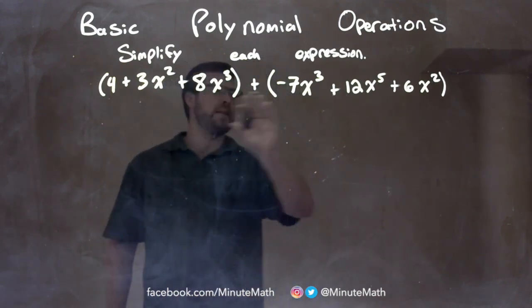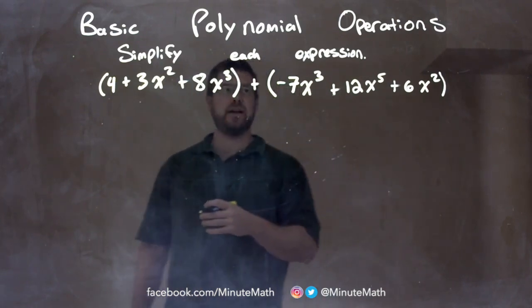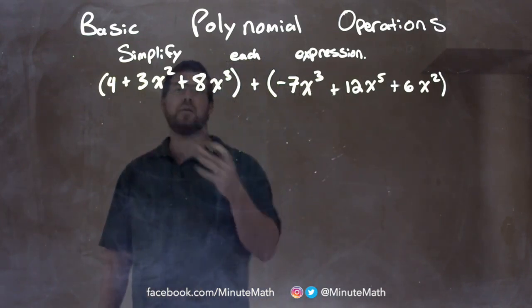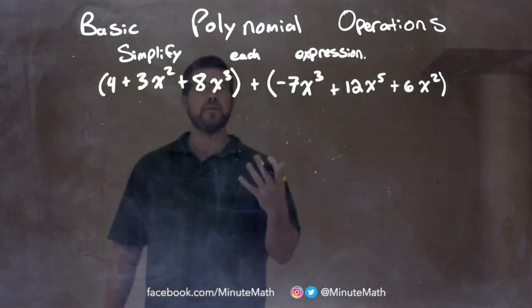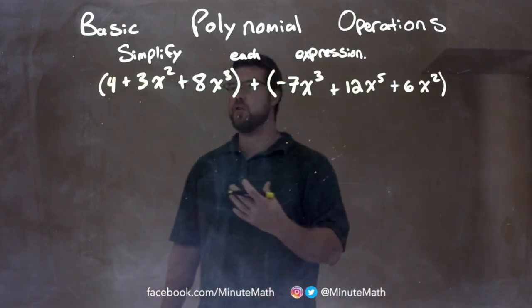First thing I look at is within each parenthesis, can I simplify anything? And the answer is no. There's nothing within each parenthesis that I can simplify or combine. So I don't need the parentheses anymore, and now I get my highest term, highest degree.